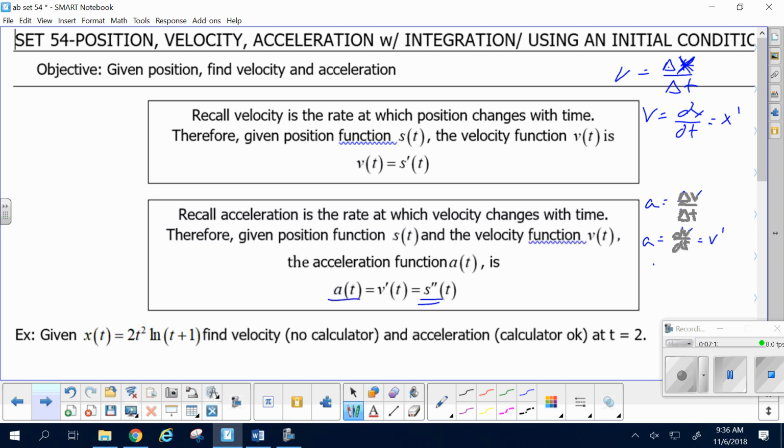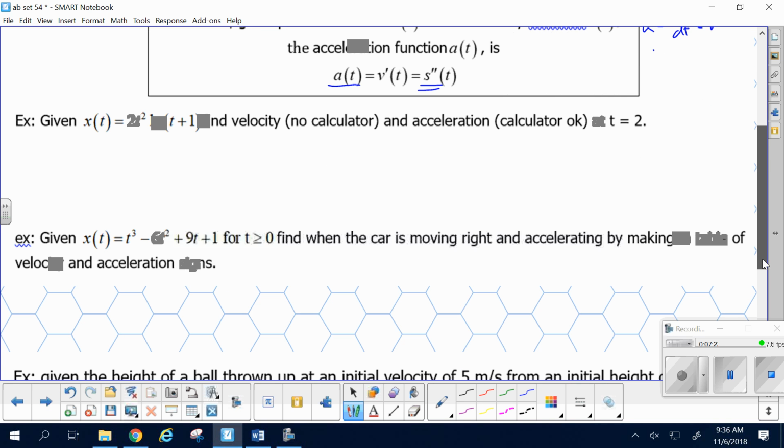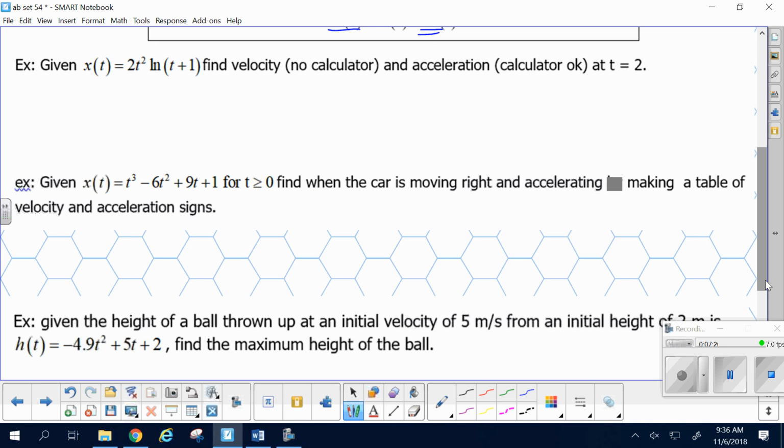Velocity is the derivative of position, or how else could you? That's true. Position is the antiderivative of velocity. All right. Sorry to call on you in my class. All right. Given position function is this ugly function. Find the velocity, no calculator, and acceleration at time equal 2.